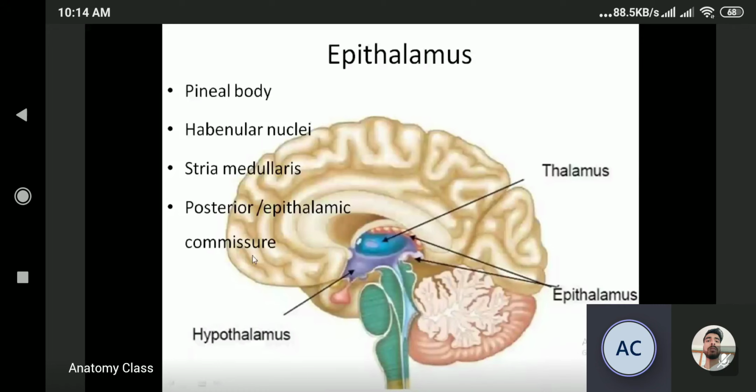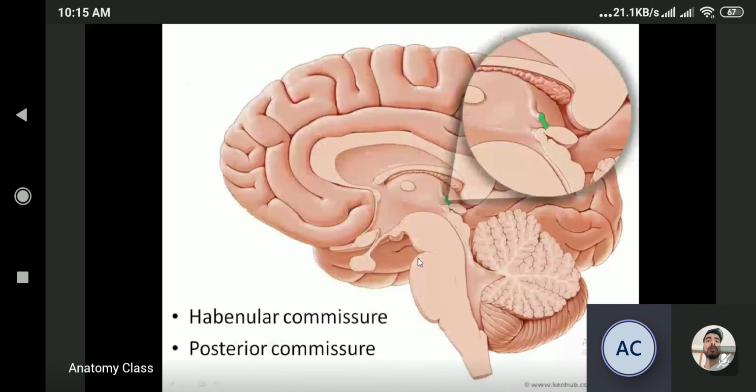Mainly the habenular nuclei and their interconnecting fibers constitute the epithalamus. Besides this, the pineal body is also part of the epithalamus itself. Here, this is the pineal body. Now it is more clear from this diagram. Again, this is a sagittal section through the cerebrum, cerebellum, and brainstem.